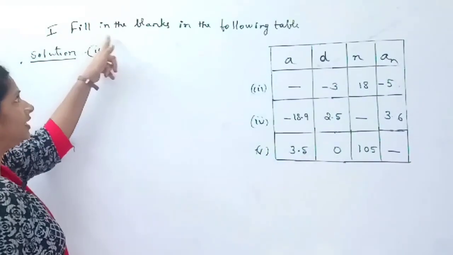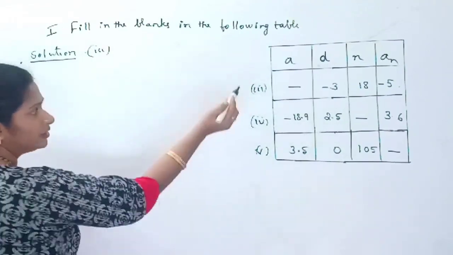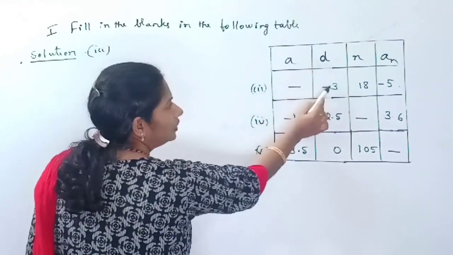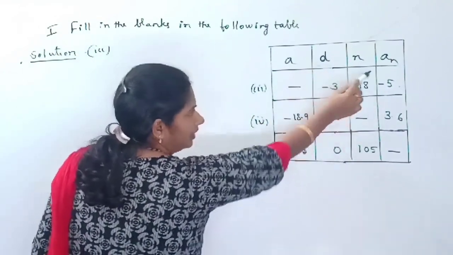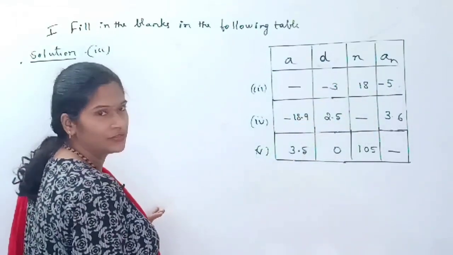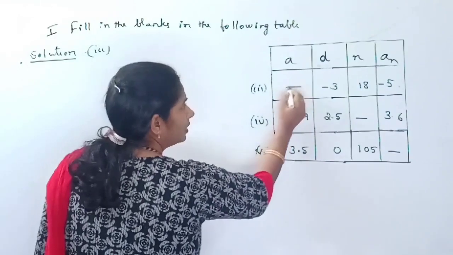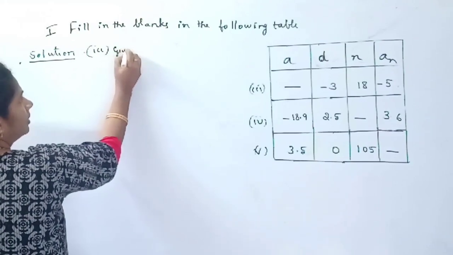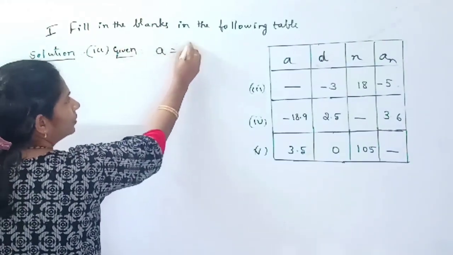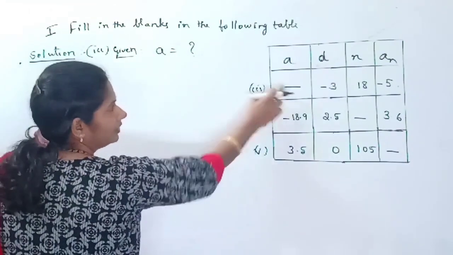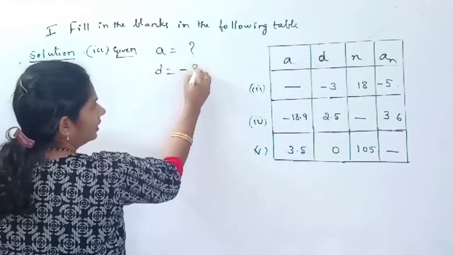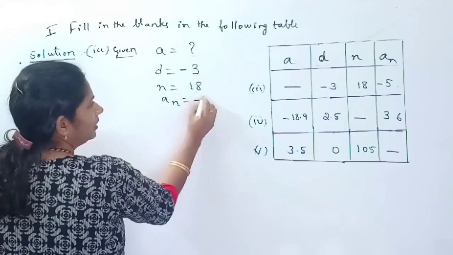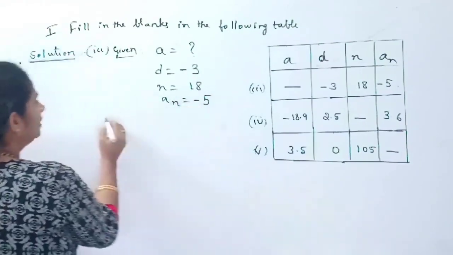Coming to the next question, fill in the blanks in the following table. In the table, A value you have to find out. D value is minus 3, N value is 18 and AN value is given as minus 5. So which value do you have to find out, children? A value you need to calculate now. Is it clear? So what is given? A value we don't know, put the question mark, that you need to calculate now. Then D value is given, it is minus 3, N value is 18 and AN value is given, it is minus 5. So first write the formula.